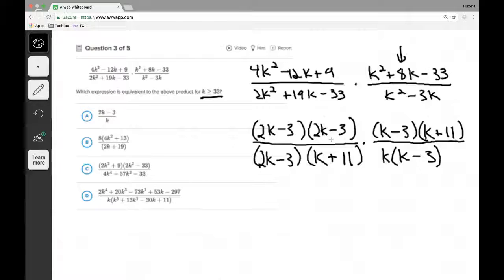Now let's go ahead and cross simplify. Remember, this becomes like one giant fraction because they're multiplying, so simplify any which way. K plus 11, gone. K plus 11, gone.